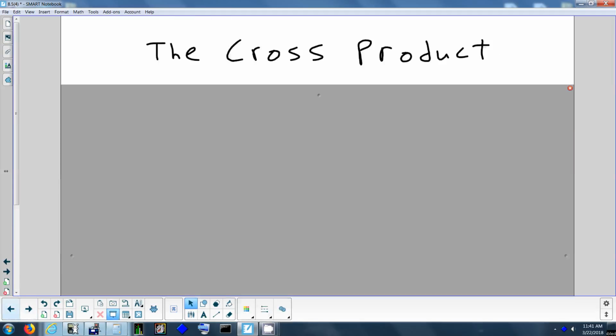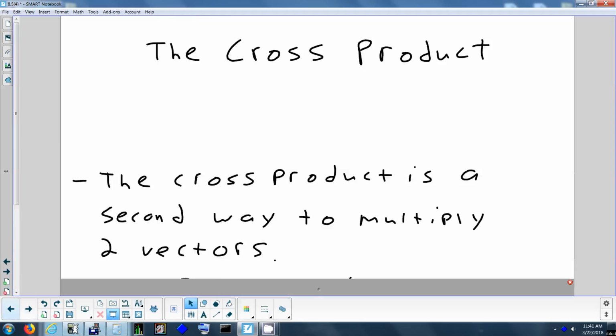All right. So the last thing, I'm going to mention it and explain it a little bit, but we're not really going to get into calculations with it. It's what's called the cross product. I basically just want you to be aware that this thing exists. So the cross product is a second way to multiply vectors. What was the first way called? What kind of product? Dot product.